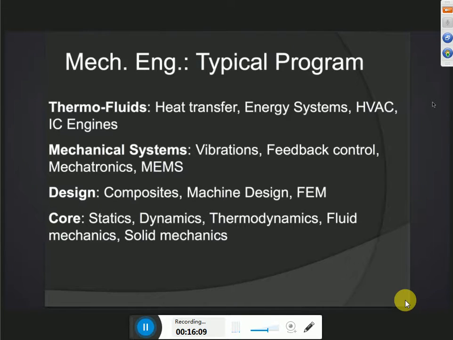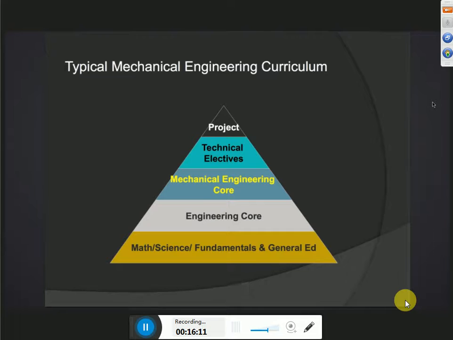Go to the next slide, please. So the next few slides basically tell typical courses. These are some of the courses that we teach. They may not be exactly at the same level.